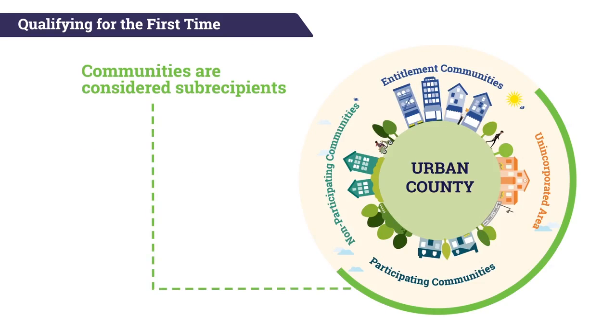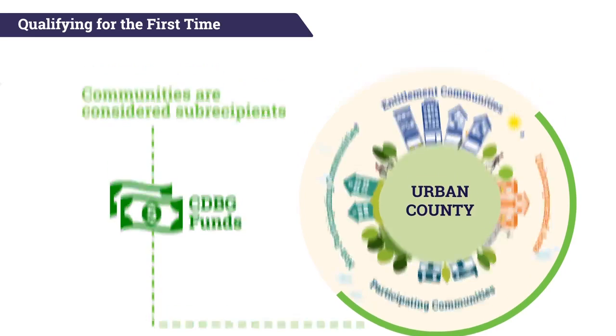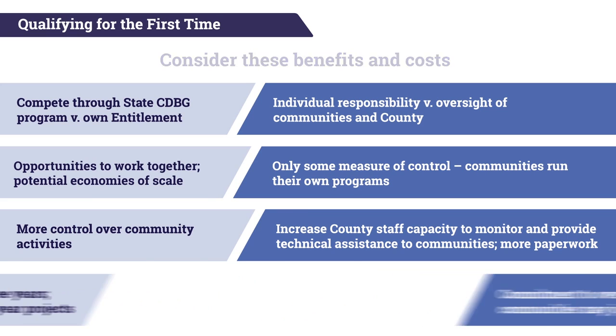Communities are considered subrecipients to the county. The county and participating communities collaborate on the consolidated plan and action plan. Once priorities are identified, activity funds are awarded by formula or competition across the participating communities. While there are many advantages of being an urban county entitlement, remember there are also responsibilities. We discussed these previously. When considering whether to seek designation, eligible counties must consider both the benefits and the costs.